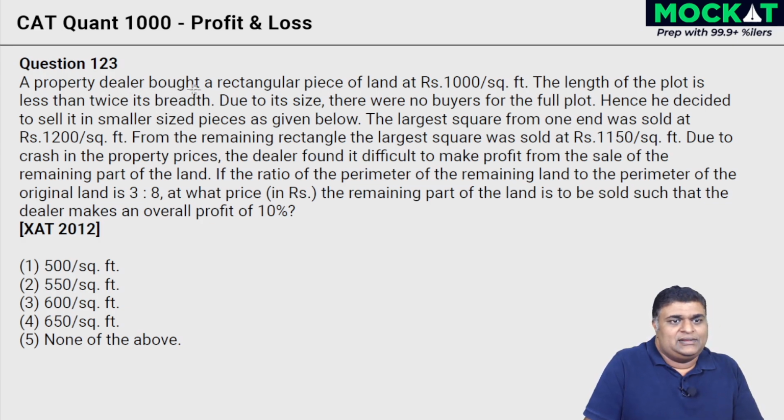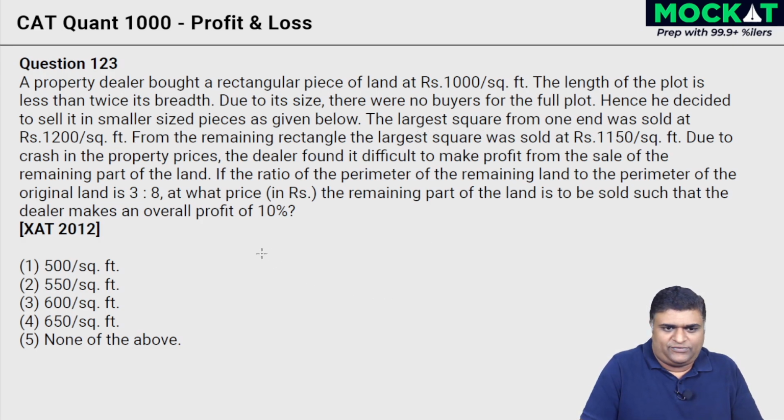A property dealer bought a rectangular piece of land at rupees 1000 per square feet. The length of the plot is less than twice its breadth. Due to its size, there were no buyers for the full plot. Hence, he decided to sell it in smaller sized pieces as given below. The largest square from one end was sold at rupees 1200 per square feet.